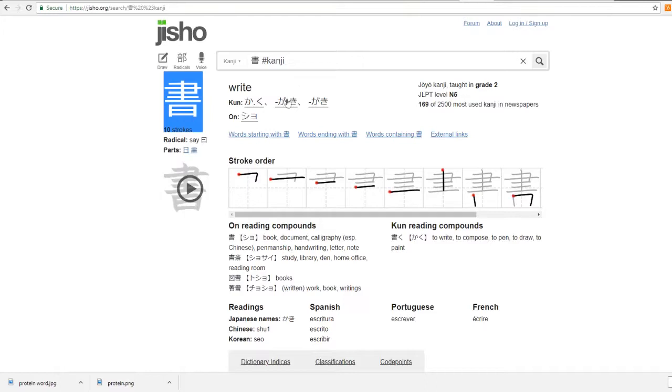This is right, so it's going to be kaku for the kunyomi, and the onyomi is going to be, I believe this is sho. Yeah, sho.